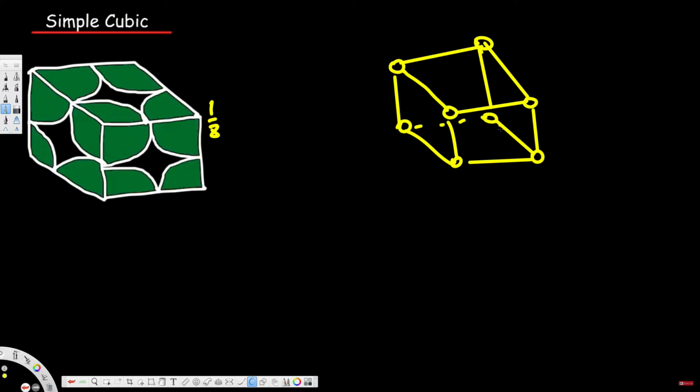Okay, so here you can see we have 8 corners: 1 2 3 4 5 6 7 8. Each of them is 1/8. 1/8 times 8 is going to give us 1. That's how we got 1 atom per unit cell.